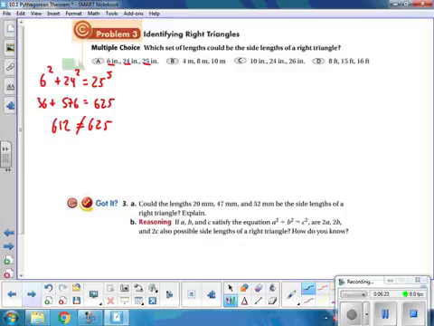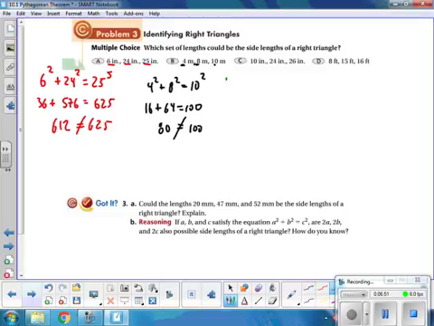I can also do that for B. 4 squared plus 8 squared equals 10 squared. Again, I'm checking to make sure I'm using the two smaller sides and my hypotenuse being the longest, because sometimes the order is not written that way. It means 16 plus 64 equals 100. 16 plus 64 is 80, and 80 does not equal 100. So that is not a right triangle.